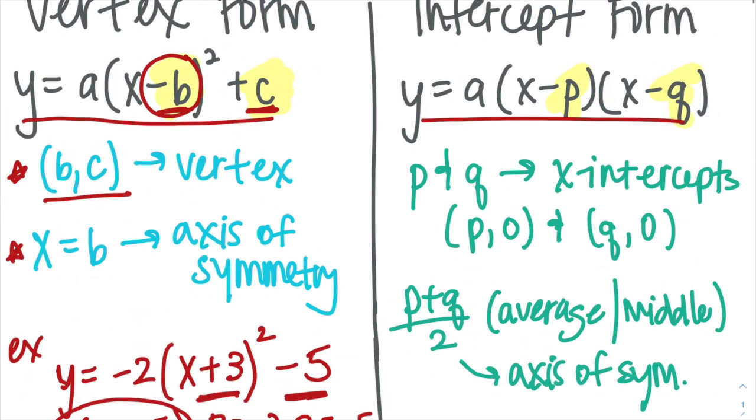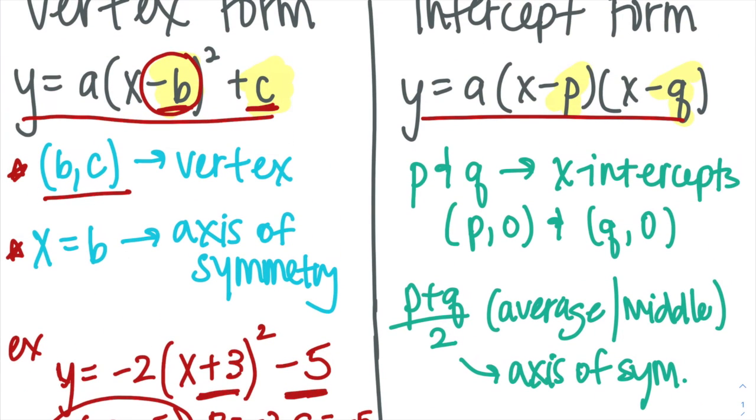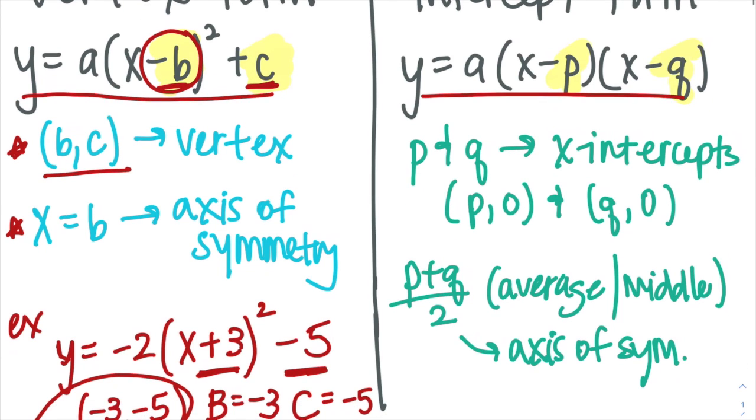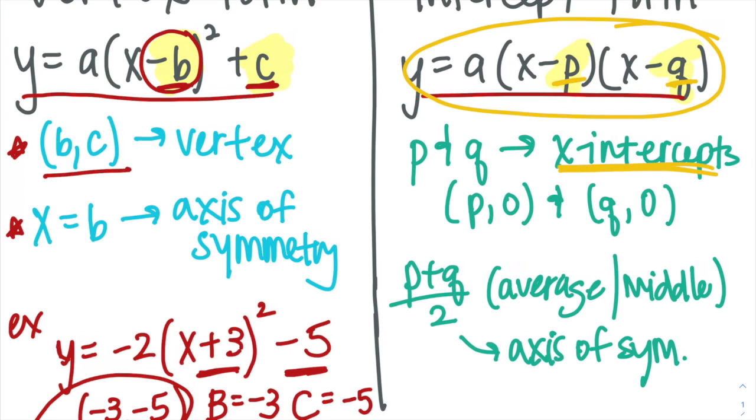So now let's talk about intercept form. Intercept form is probably one of the easiest ways to do a graph. In intercept form, we have something that looks like y equals some number times, and really what's happened is our equation is factored for us. So x minus a number, x minus a number. Those numbers are actually the x-intercepts of our graph. So whatever p and q are, we can plot those on the x-axis.